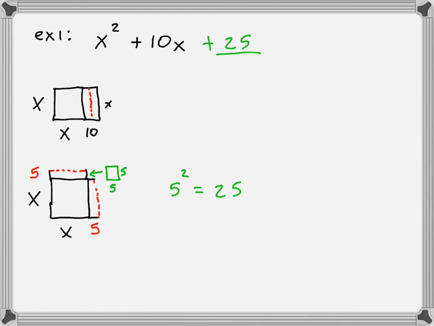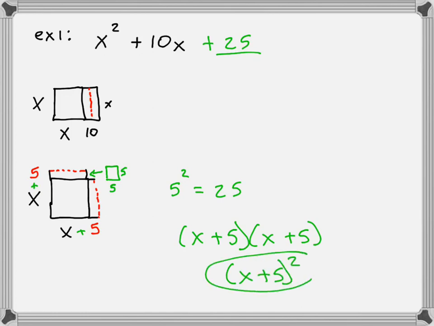Well, we can now write this as an x plus 5 times an x plus 5, which gives us the perfect square of x plus 5 being squared. So that would be our factored answer. As we move further along, we're going to be able to solve using this method now that we have something being squared.